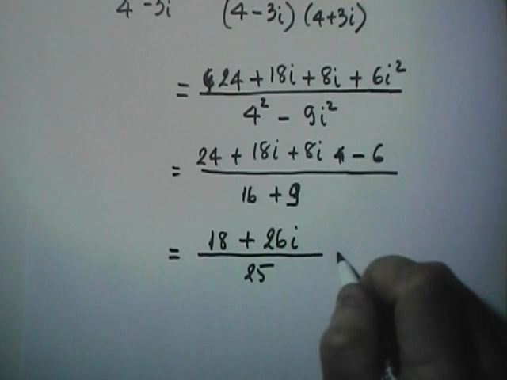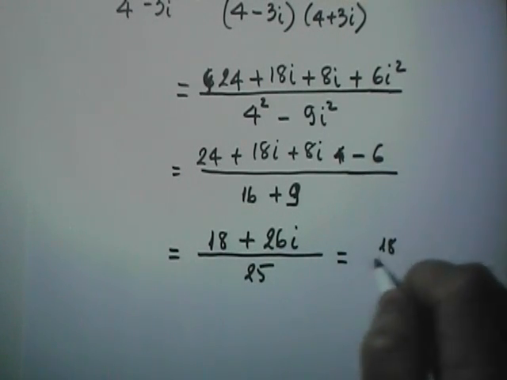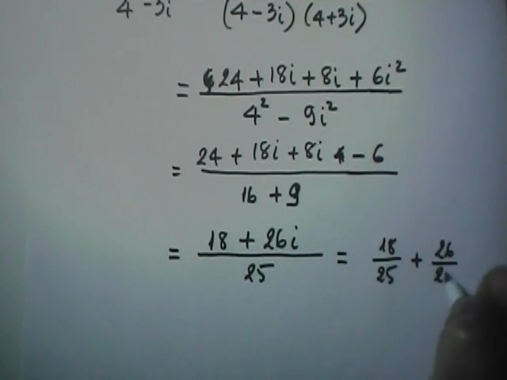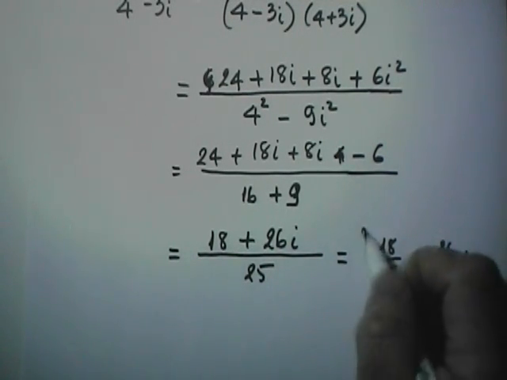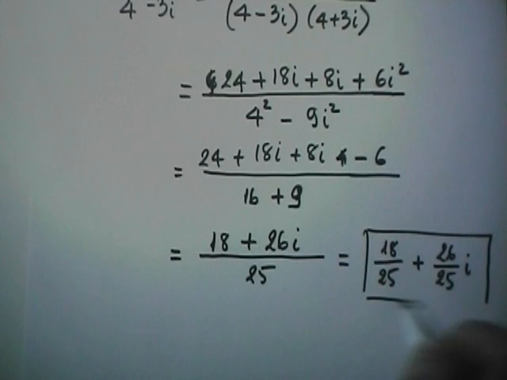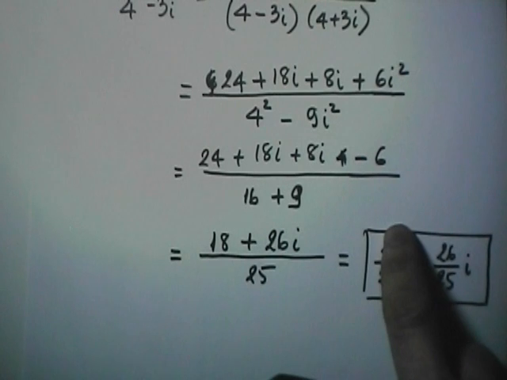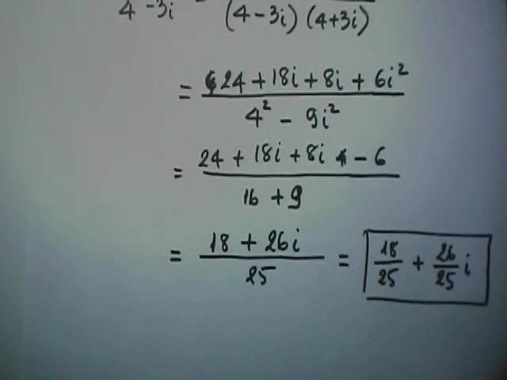So breaking the fraction here apart, I'm going to have 18 over 25, right? Plus 26 over 25 i. And that is how I can stop. That is the answer that I can stop and I can be happy with, because it's simply one real component, right? Added with the imaginary component.